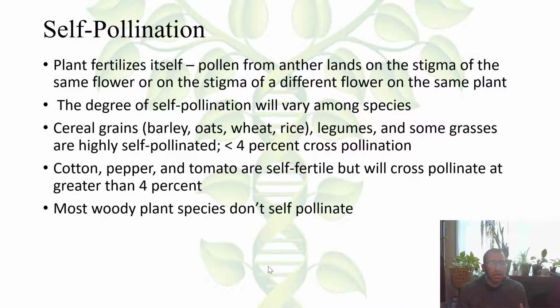In cotton, pepper, and tomatoes, they will also self-pollinate, and they're also self-fertile, but they also cross-pollinate at a greater percentage, right? So not as much. They cross-pollinate more than our cereal grains do. Now, most of our woody species will not self-pollinate.